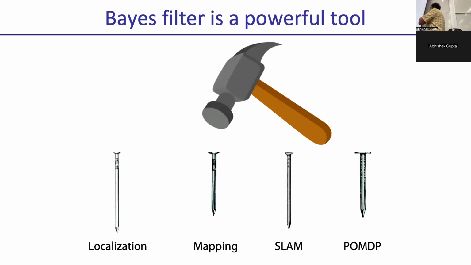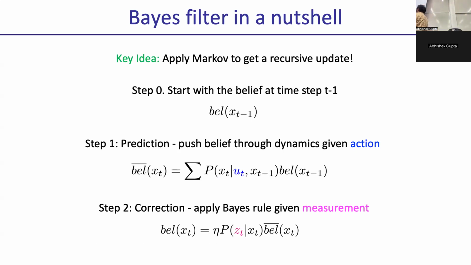So the same tool is useful across lots and lots of things. Localization, mapping, simultaneous localization and mapping, solving MDPs, machine learning, they're the same tool. HMMs, a lot of them use the same tools, but all of them are basically the Bayesian filter. The Bayesian filter, motion model, and measurement model.